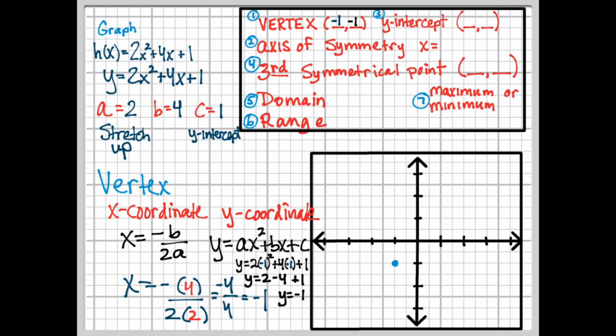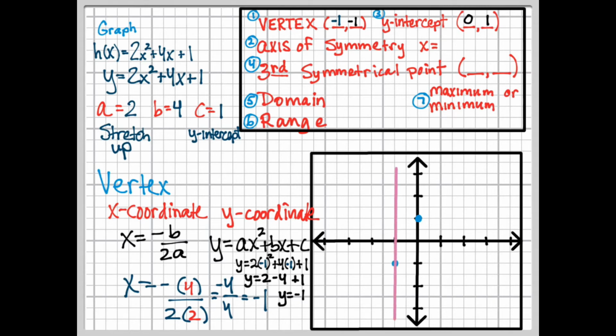The next thing that we want to put on our graph is our y-intercept. We already know that our y-intercept is 1. So as an x and y coordinate, that would be over 0 and up 1. When we put that on our graph, that would be this point right here. The axis of symmetry is a vertical line that passes through the vertex that divides the parabola into a mirror image of itself.